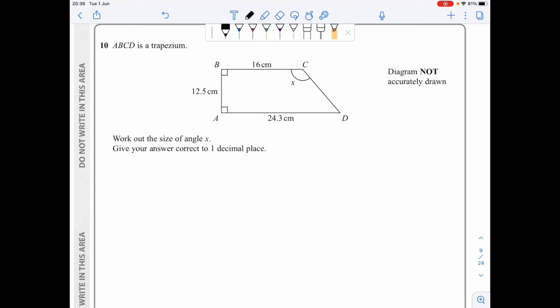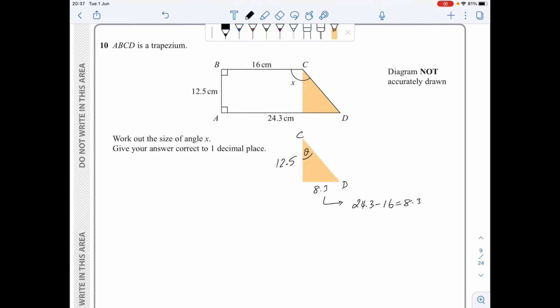In question 10, I will split my trapezium into a rectangle and a right angle triangle. I will extract this right angle triangle. Now, the height of this triangle is 12.5, and the base of this triangle is 24.3 minus 16, which comes out to be 8.3.